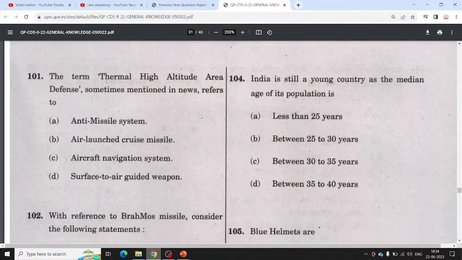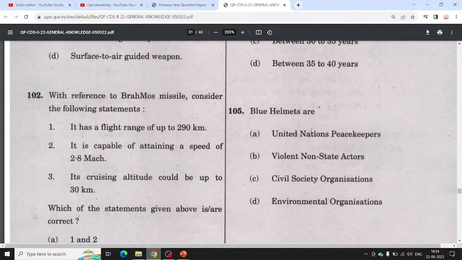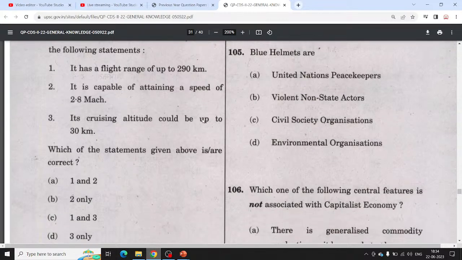Okay? See, these are all defense. That's it. Blue helmet. United Nations peacekeeping. I told you yesterday. Okay, officers will get selected here. Next.